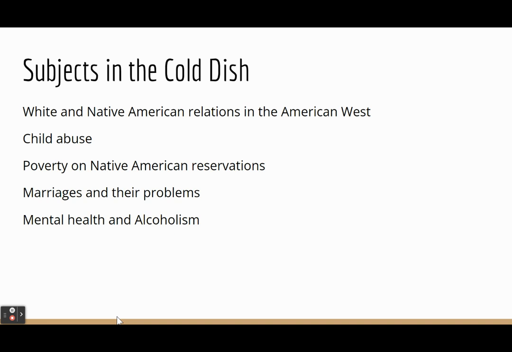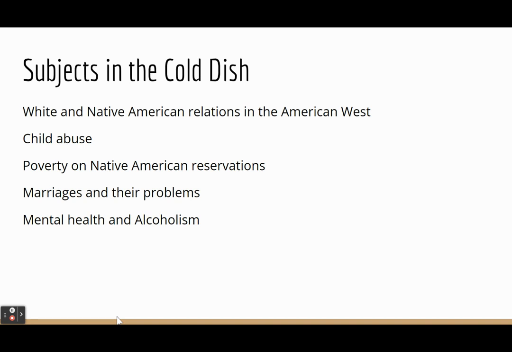The subjects in The Cold Dish are white and Native American relations in the American West. I probably should have said the contemporary American West. There's child abuse. There's poverty on the Native American reservations. There's marriages and their problems. Walt alludes to his marriage before his wife died, Vic and her husband, Omar and his wife. And certainly there's mental health and alcoholism and the effects of poor mental health, the effects of alcoholism. Those things are all subjects. I don't know if the novel makes a point about any of those subjects.